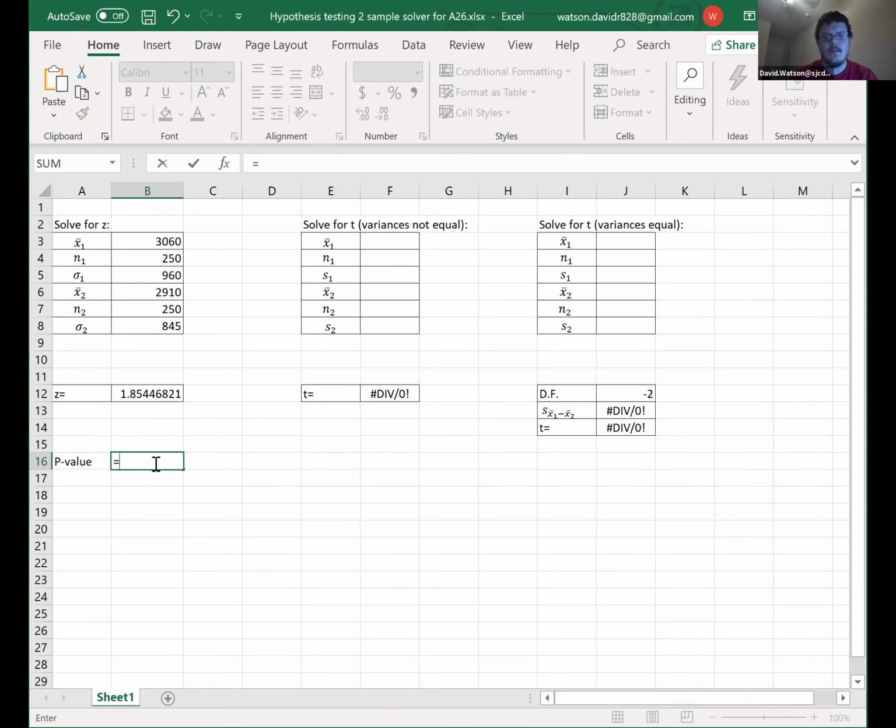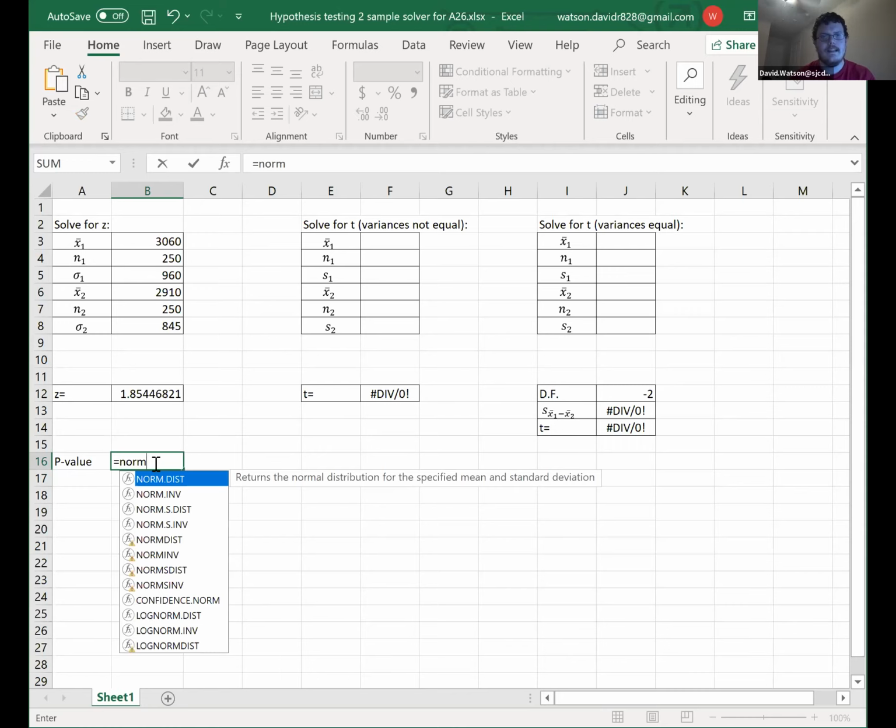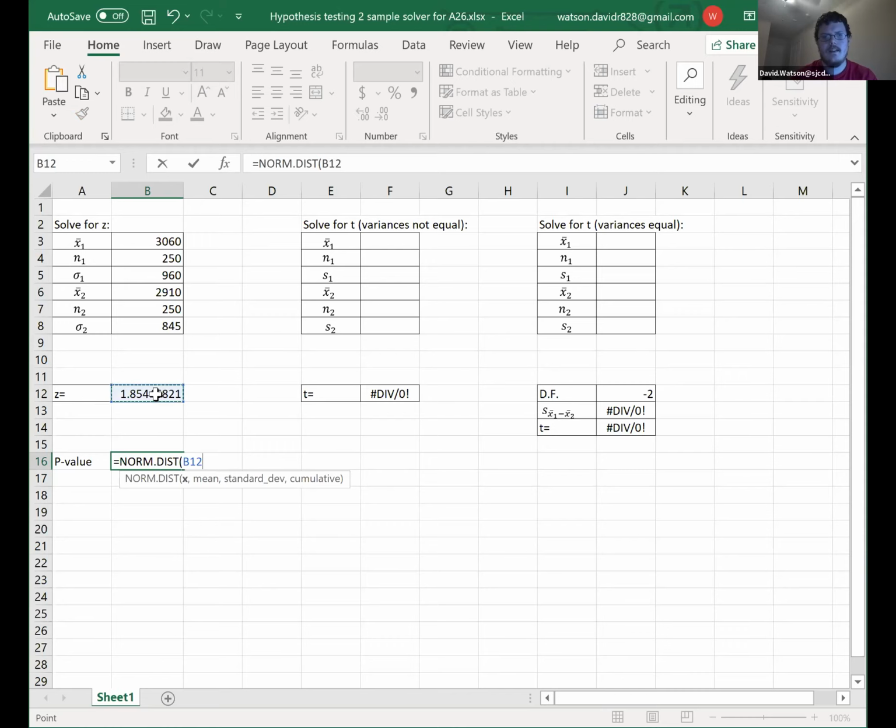If we did equals norm.dist of this, comma 0, comma 1, comma true, the 0, 1, and true, same as always, then that's giving us the area to the left of this Z value. That's not what we want. We want the area to the right of it. We want to grab that right tail. So we do 1 minus that.